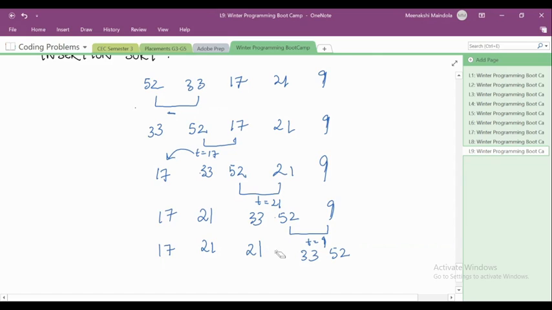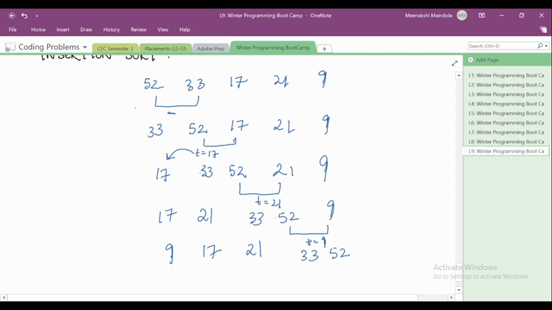Again you compare 9 with 17. So you see 9 is less than 17, so you copy 17 at one previous position. And again you see if there is any other element before 17, but there is not, so you simply place 9 at its correct position. Right? So this is how insertion sort works.